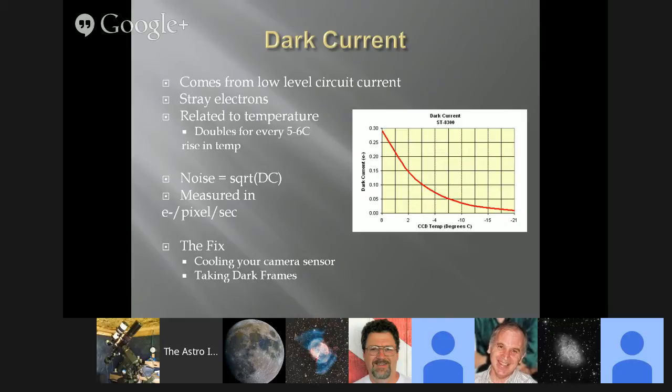At the same time, dark current is measured in electrons per pixel per sec. And you notice that read noise and target signal were photons per pixel per sec, but remember, dark current is coming from the camera. The target signal and the photon noise is not coming from the camera.